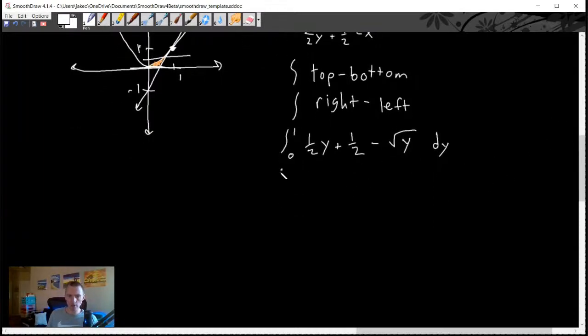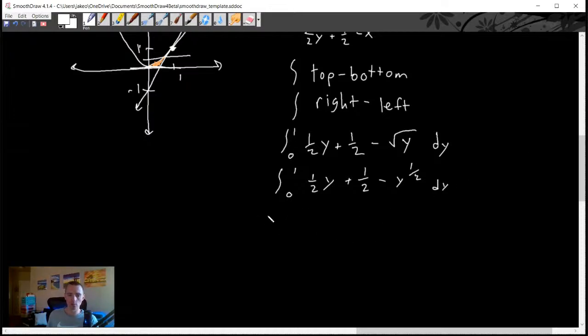So first thing I'm going to do before actually integrating that is to reformat this just a little bit. Instead of taking the square root of y, what you want to do is think of that as y to the 1/2 power, because that's going to make it a lot easier to integrate this because we're going to be able to use power rule.